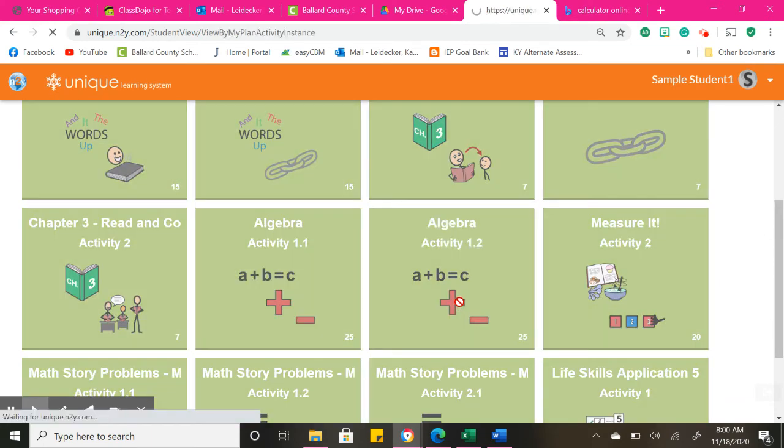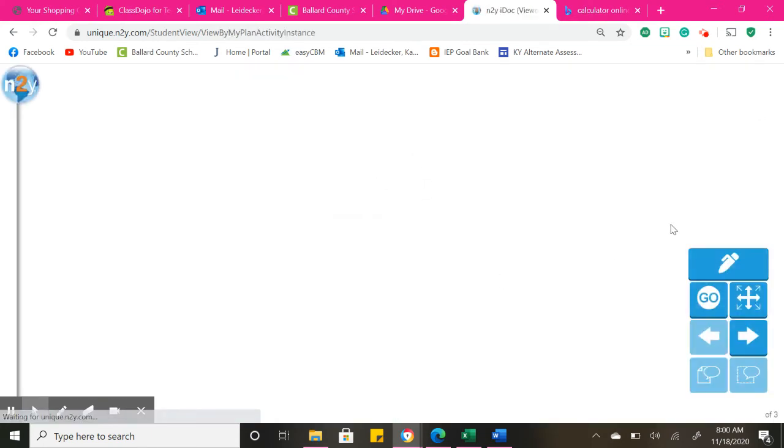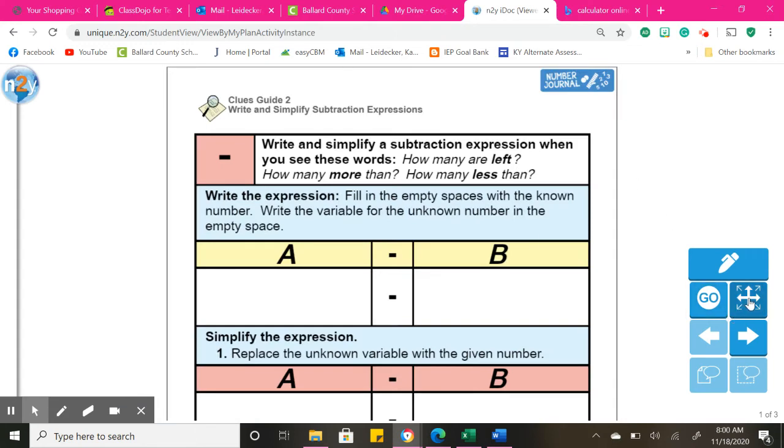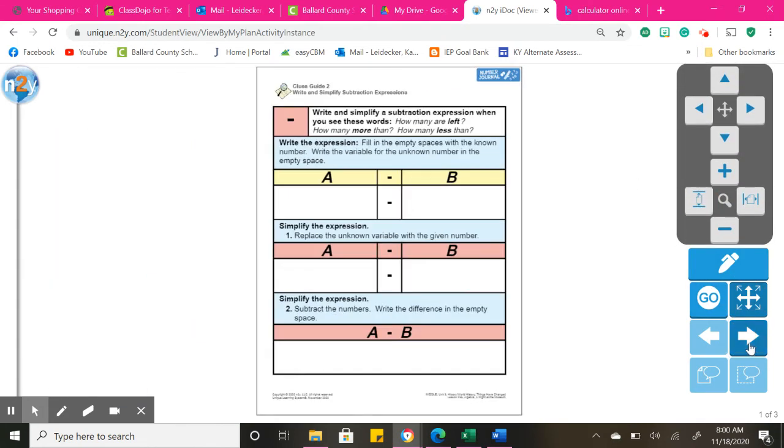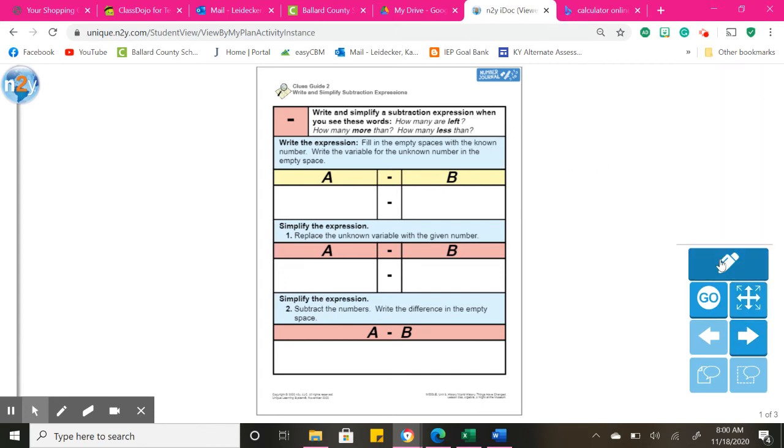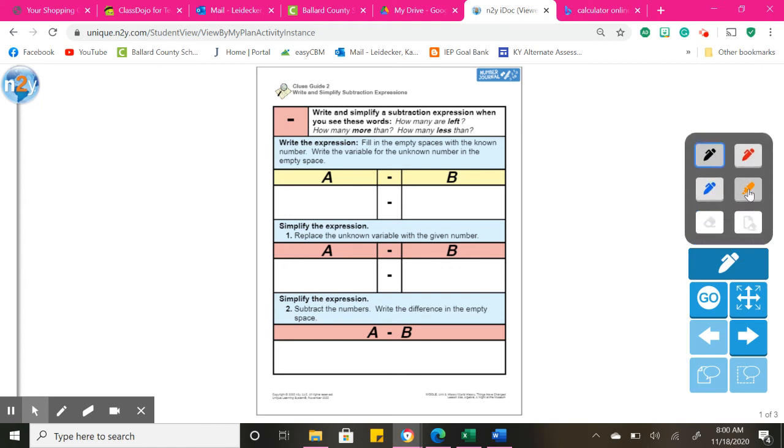Our next algebra box. Okay, so same thing except we're subtracting. So I'll do one of these boxes with you. So when we know subtracting, we know these words are used. How many are left? How many more than? How many less than? And we know we are going to be subtracting when we see those words: left, less, and how many more than.